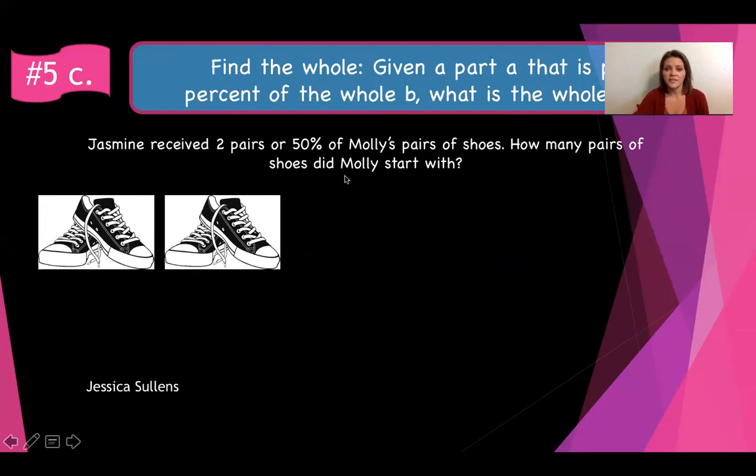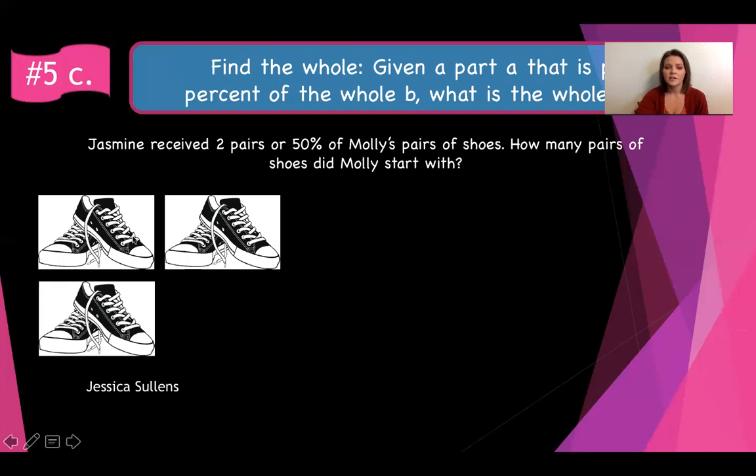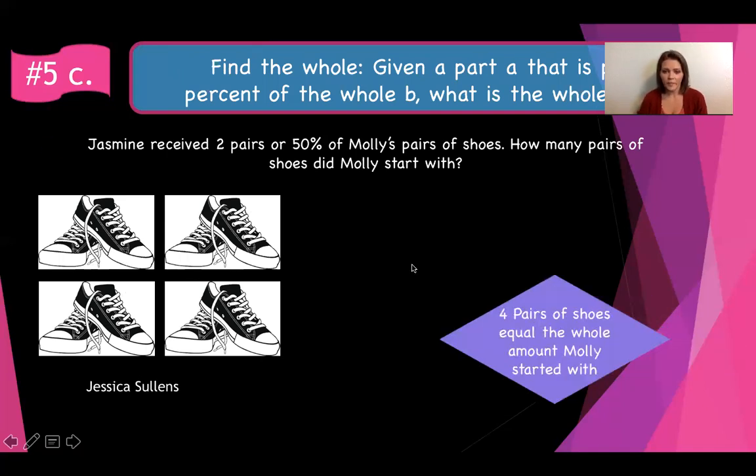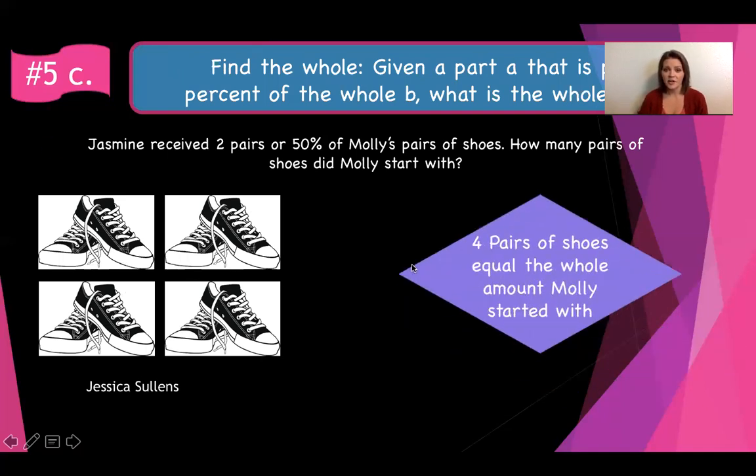So if we knew it was 50%, we can simply multiply that by 2. So we can do 2 times 2 to make our whole, which would be 4, because we would add 1 more. Or you could think of this as the money. Right here we would have 75%. We could add 1 more and have our whole, which would be 100%, because if this was 2 pairs, 50%, you could have done 25, 25, 25, 25. So we can see that Molly started with 4 pairs of shoes.